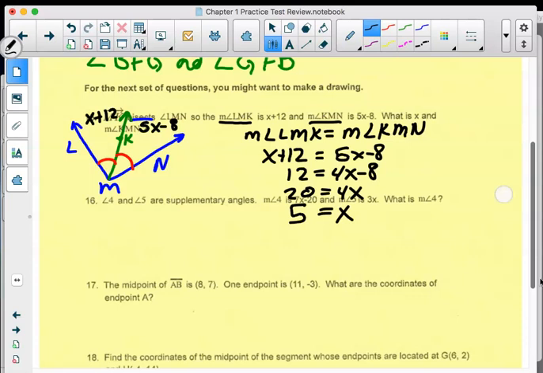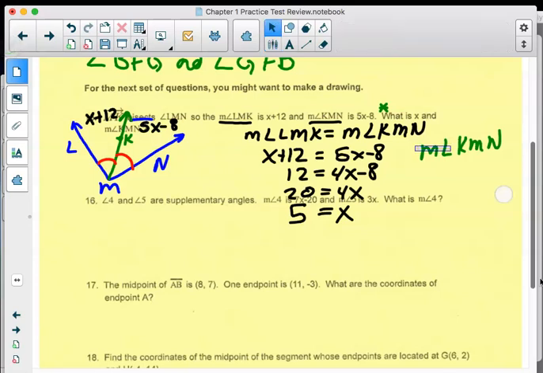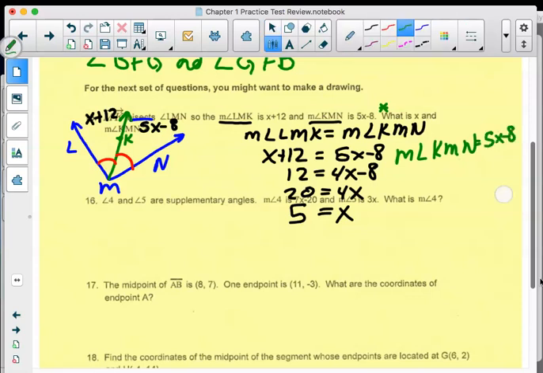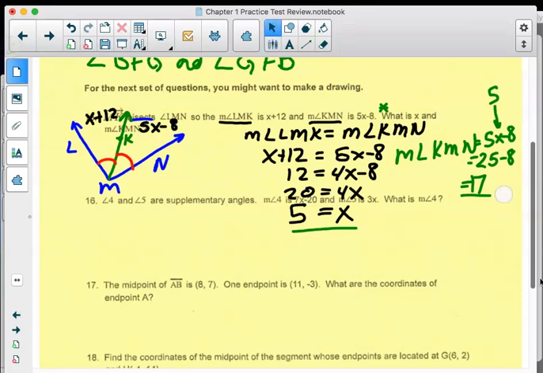I got it done. The next thing they're asking me to do, because I'm rereading my question, is what is x and the measure of angle KMN? The measure of angle KMN, which up here is equal to 5x minus 8. I'm just going to pull this over because I want 5x minus 8 here. And I know x is 5, so this is 25 minus 8 after I plug in my 5. And this is 17. Okay, so I have my two answers I was asked to find from my original question.